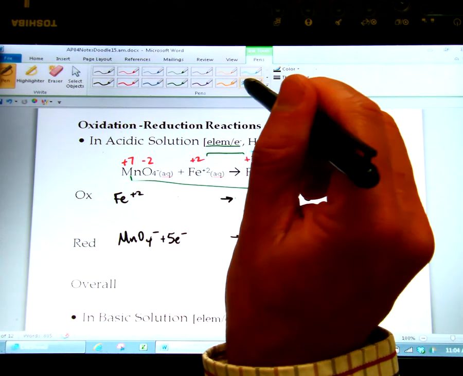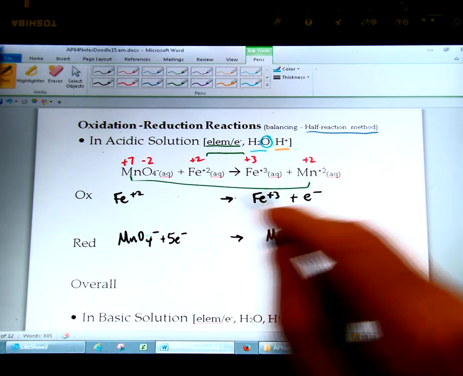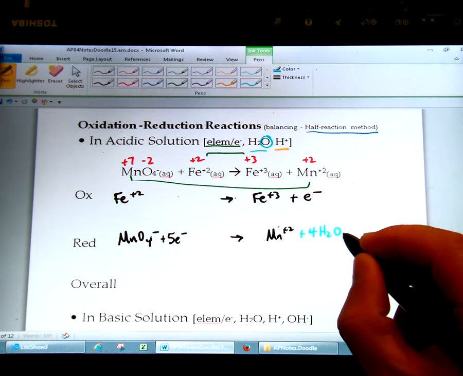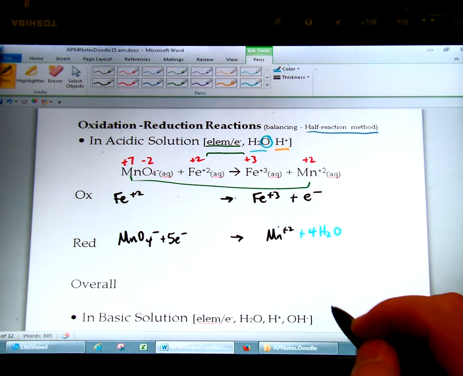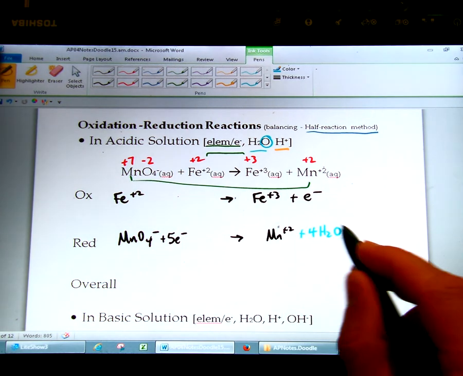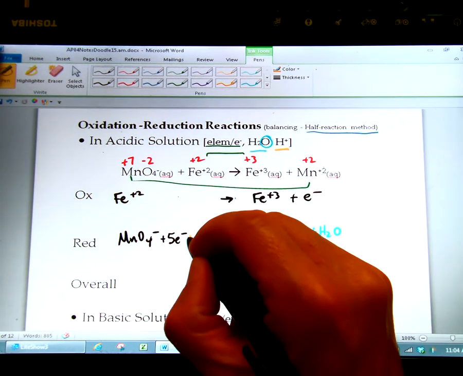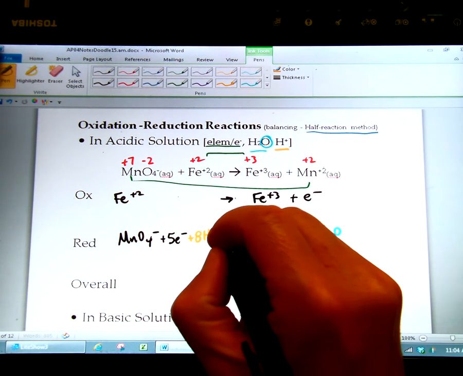Now we're going to do step water. There are 4 oxygens there, so I'm going to need 4 waters here. 4 O's, need 4 H2O's for the O's. Lastly, you're going to do the hydrogens. We're 8 here and none here, so you're going to put 8 H pluses.